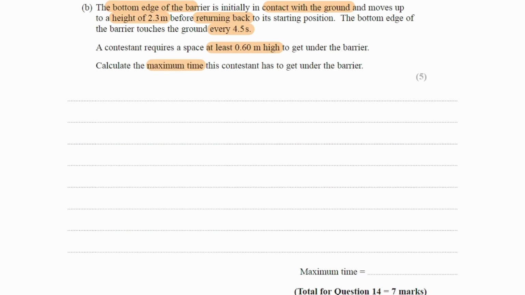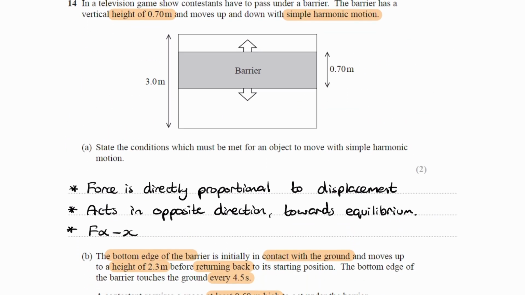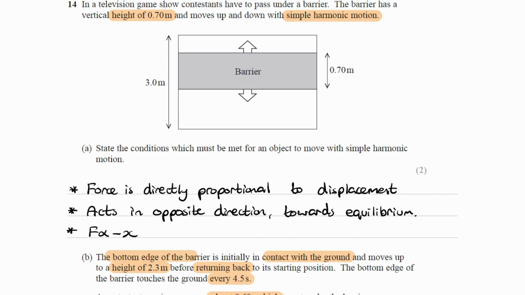So let's have a look at our diagram. It says in the question that the barrier moves with simple harmonic motion. So that means that all parts of this barrier move with simple harmonic motion, as does this bottom edge here. It's easier if we just consider the motion of the bottom edge of the barrier, as this helps us to disregard the dimensions of the full thing. And it's that line that's important in this scenario. The contestant needs that bottom edge to be 0.6 meters above the ground for him to get underneath.